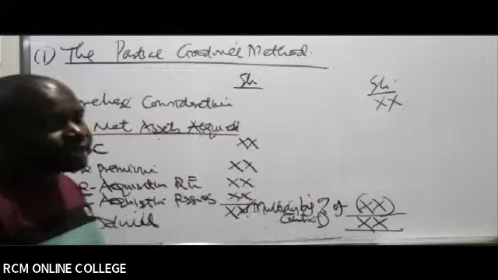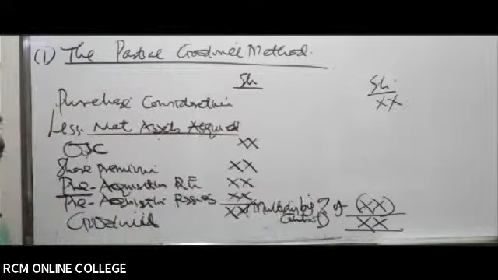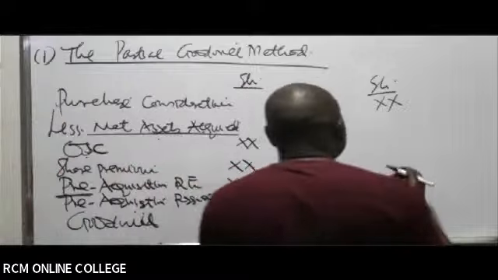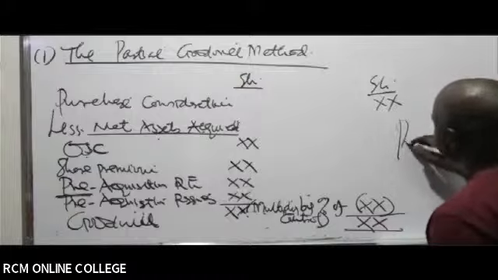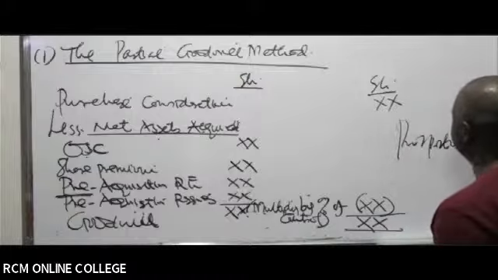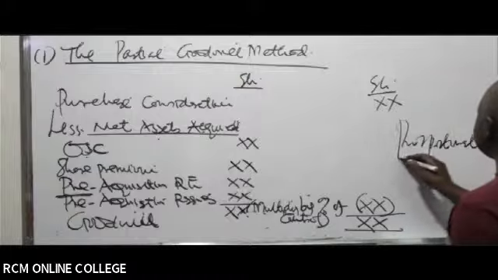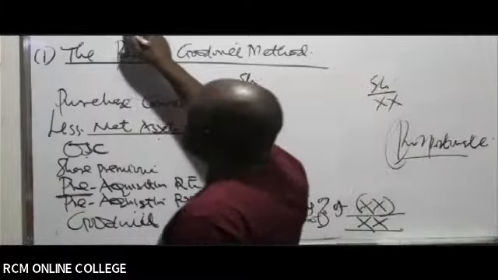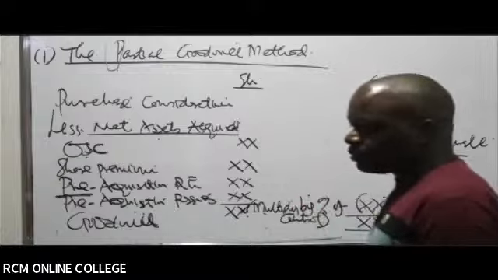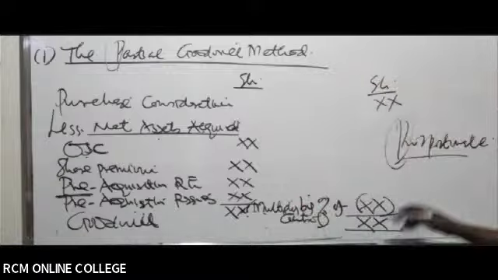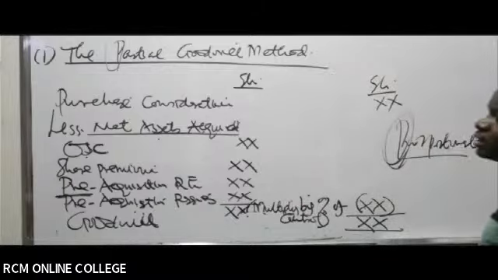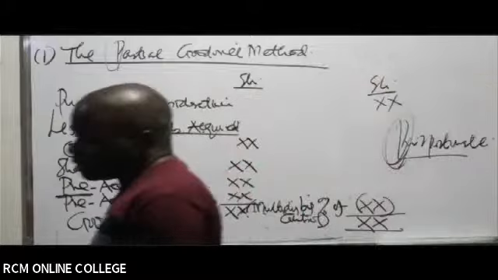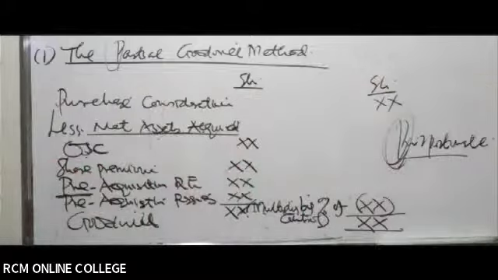The full goodwill method. But if you see that the NCI is measured at the proportionate share in their net assets, proportionate, then they want you to use the partial method. When you see that proportionate in the additional information, they want you to use the partial method.